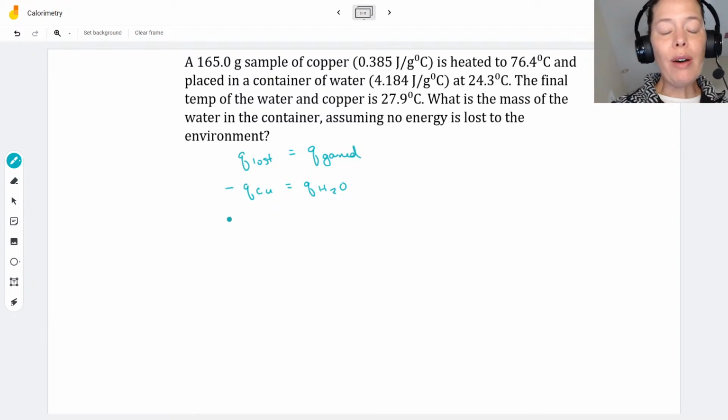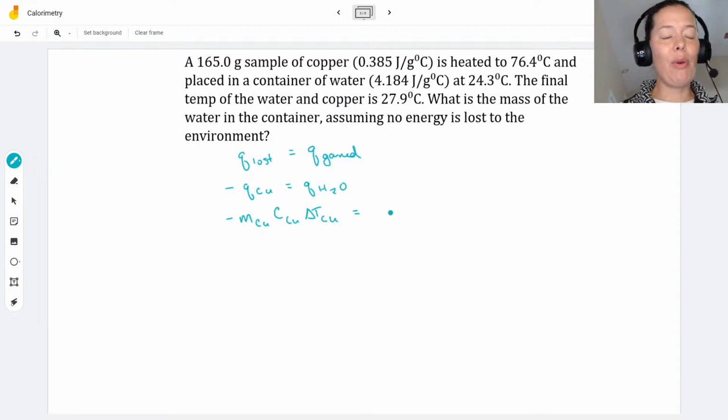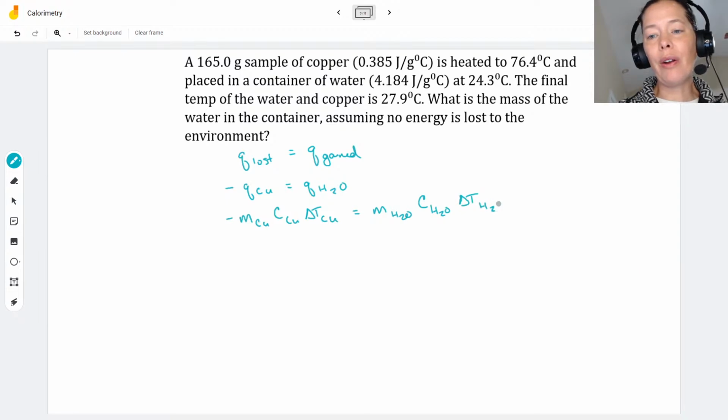So my Q of copper, I'm going to write as my mass of copper times my specific heat of copper times my delta T of copper. And the same thing here with the water. You want to use the mass of water, the specific heat of water, and the delta T of water.